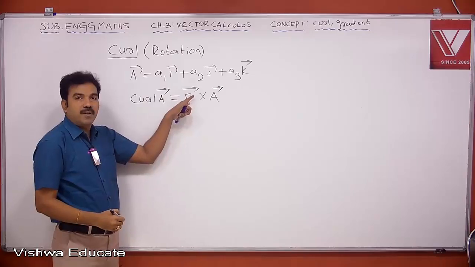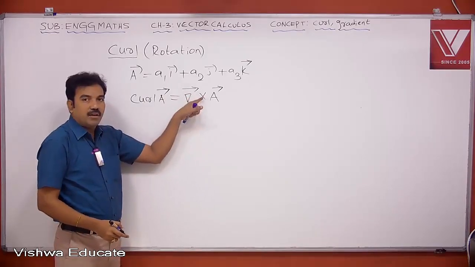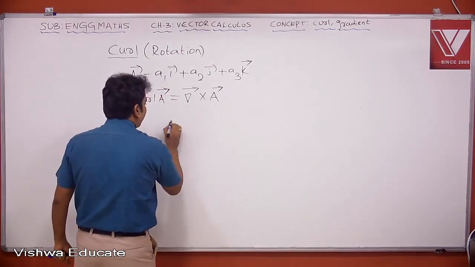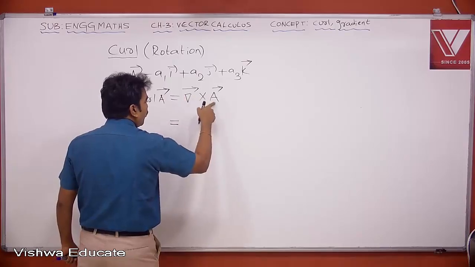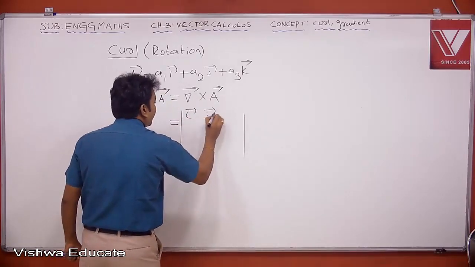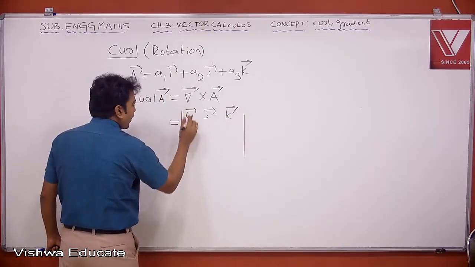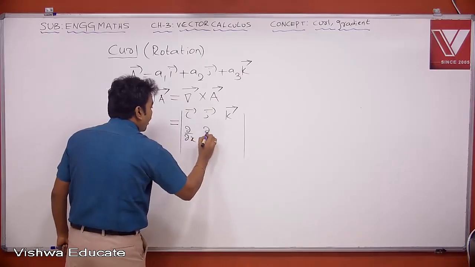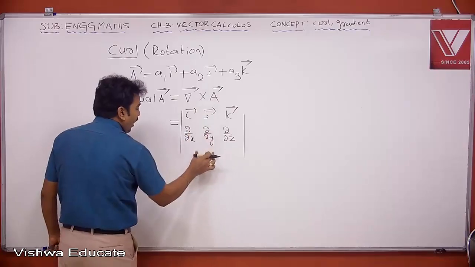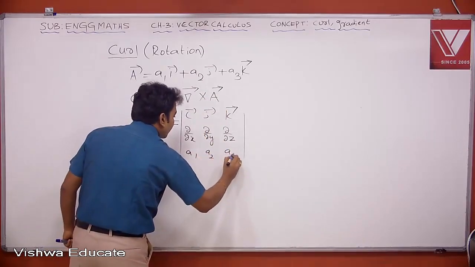If a cross product is replaced by dot product, it is called divergence. Now, if dot product is replaced by cross product, it is called curl of a vector. Now, how to define this? Actually, when you discuss cross product between two vectors, it is a determinant. So, the first row is the unit vectors i bar, j bar, k bar. Second row is the components of del vector, which are partial derivatives: dou by dou x, dou by dou y, dou by dou z. And the last row is the components of the last vector, a1, a2, a3.